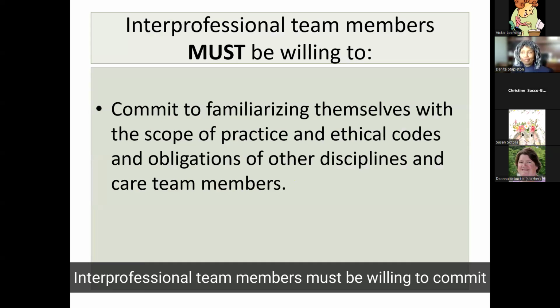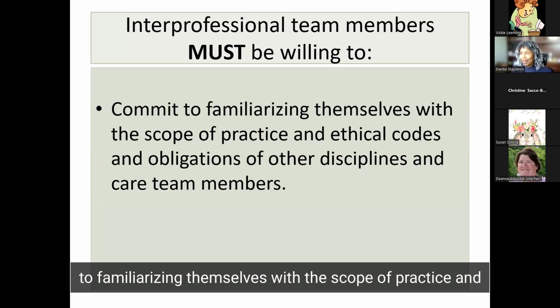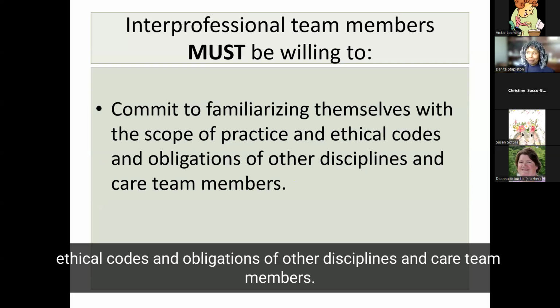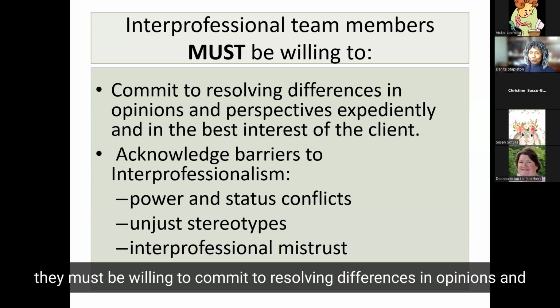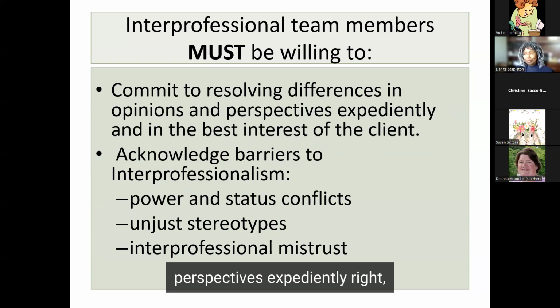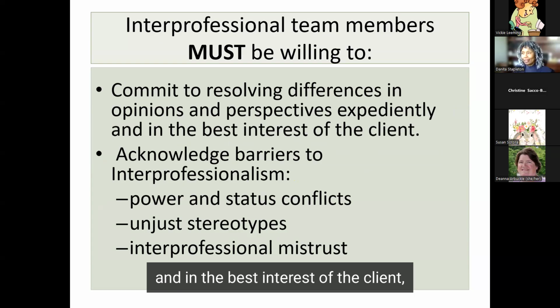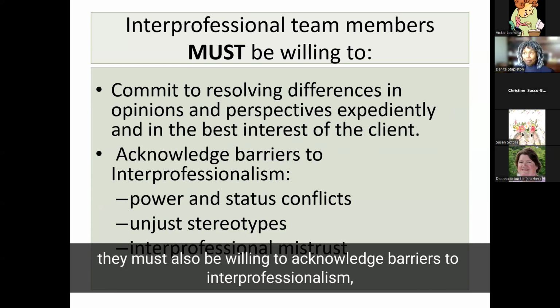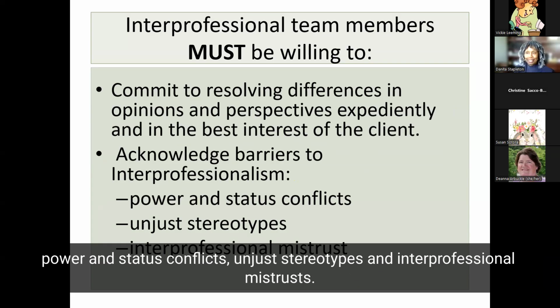Interprofessional team members must be willing to commit to familiarizing themselves with the scope of practice and ethical codes and obligations of other disciplines and care team members. They must be willing to commit to resolving differences in opinions and perspectives expediently, right? And in the best interest of the client. They must also be willing to acknowledge barriers to interprofessionalism, power and status conflicts, unjust stereotypes, and interprofessional mistrust.